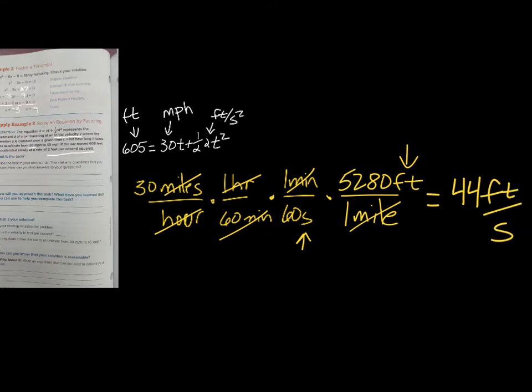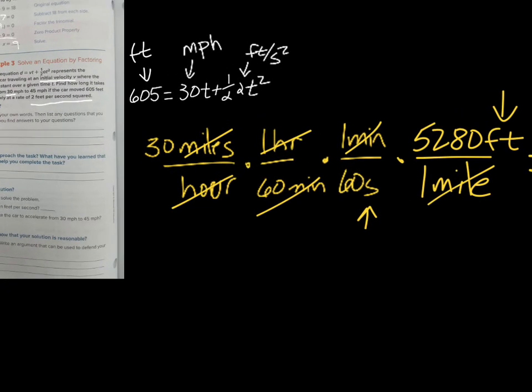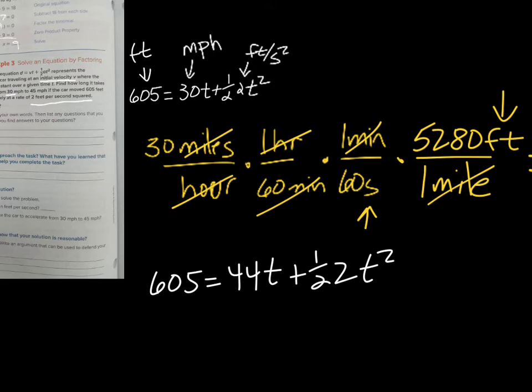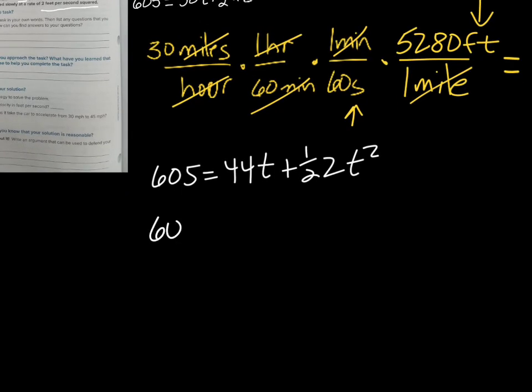So now I'm going to rewrite this equation that we had a second ago. It's correct, but our units are all different. So now what we're going to have is 605 feet equals 44 feet per second plus 1/2 times 2 feet per second squared. And now I'm going to simplify it a little bit. So we got 605 equals 44t plus t squared.